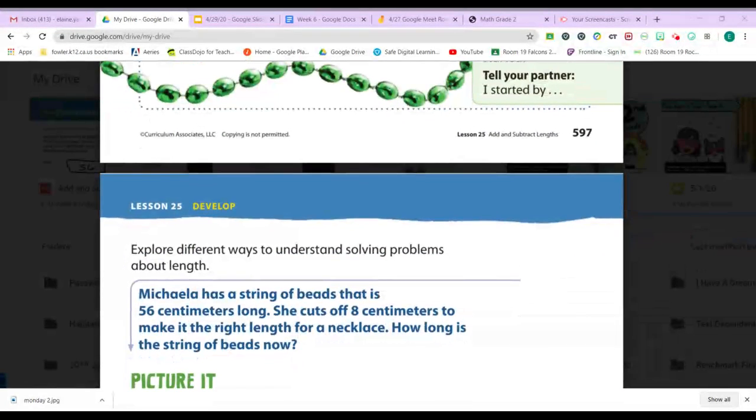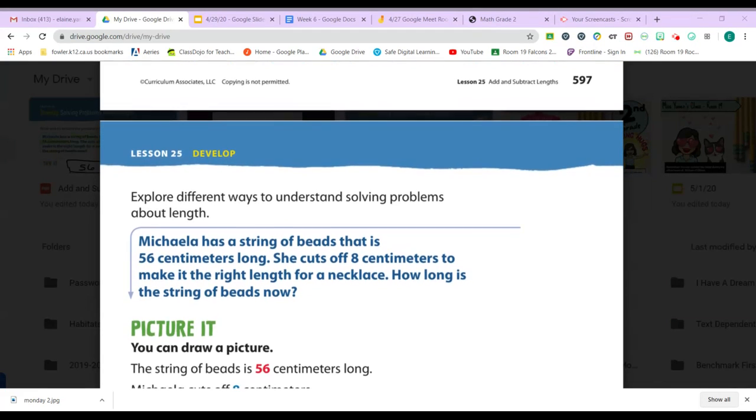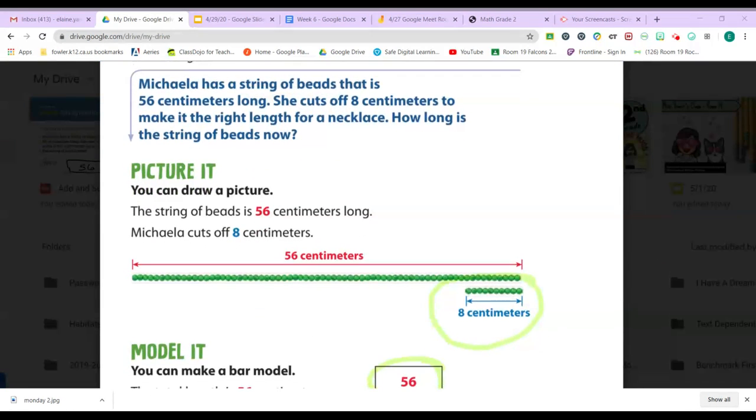All right. Develop. Let's see. Explore different ways to understand solving problems about length. So here's a problem that we had at our try it problem. Well, let's picture it. Let's see the different strategies that they recommend that we use to help us solve these problems. So picture, you can draw a picture. Ooh, drawing a picture is a strategy. The string of beads is 56 centimeters long. Oh, look, kind of like what I was talking about.